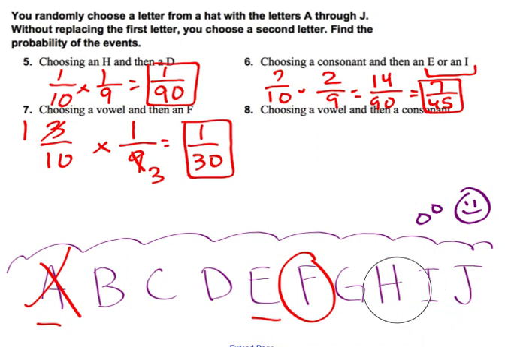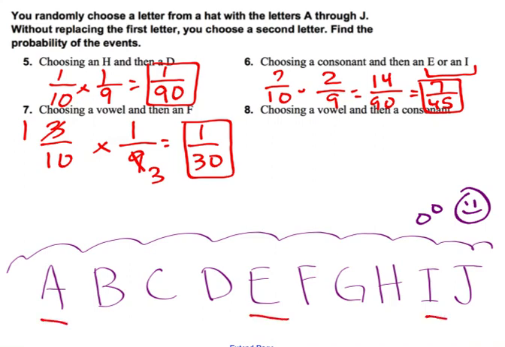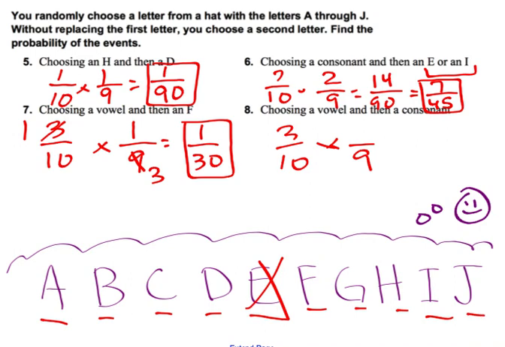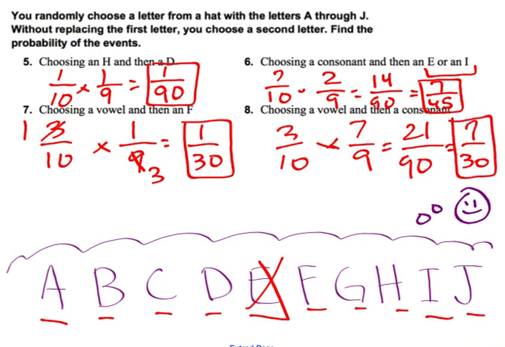Okay, next, choosing a vowel and then choosing a consonant. The vowels, of course, there's A, E, and I. That's 3 out of the 10. We get rid of one of the vowels. Then for the consonant, there's only 9 letters left. And 1, 2, 3, 4, 5, 6, 7 of them are consonants. This gives us a probability of 21 out of 90. If we divide top and bottom by 3, we get 7 out of 30. The probability of picking a vowel and then a consonant is 7 out of 30.